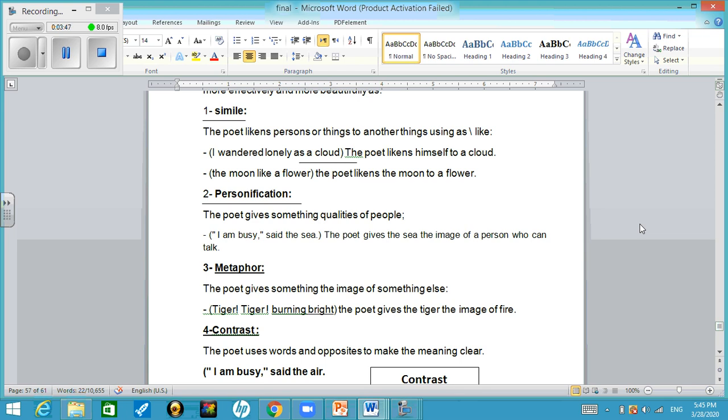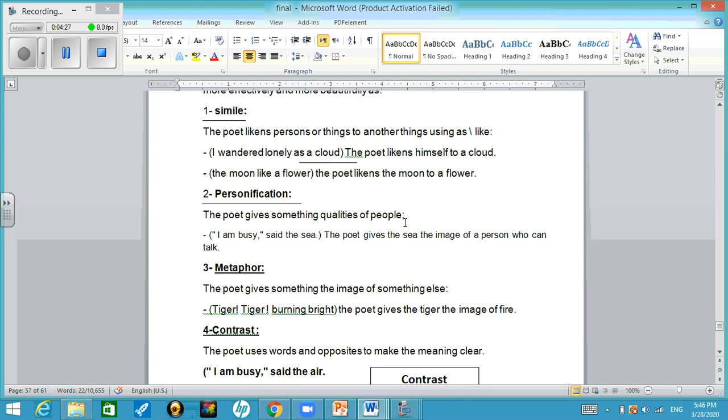Okay, so he likens things to persons or to things using as or like. So this is a simile. Like what? As an example, we have here, I wandered lonely as a cloud. Okay, so the poet here likens himself to a cloud. Okay, because he used as a cloud. Okay, another thing, we have the moon like a flower. So the poet here likens the moon to a flower.